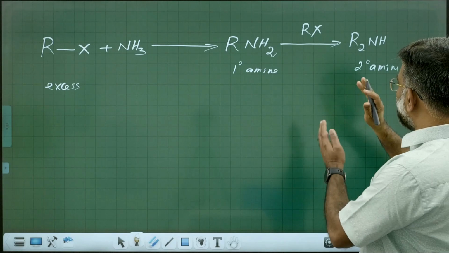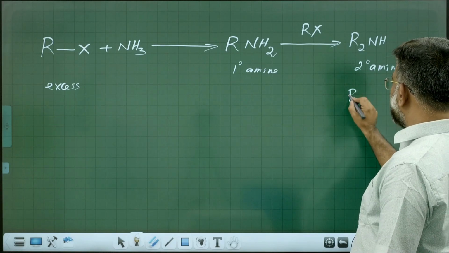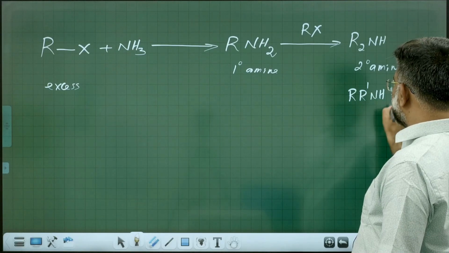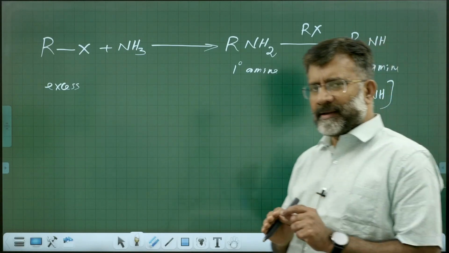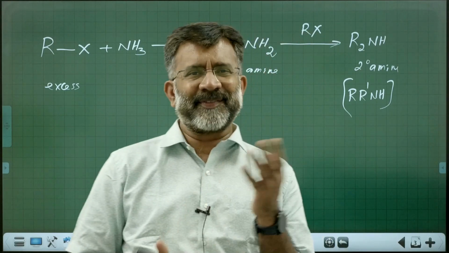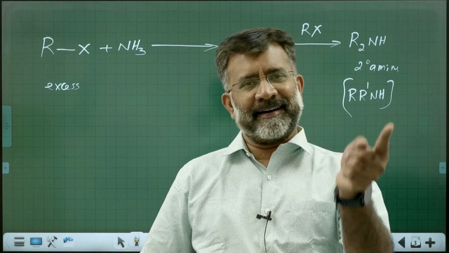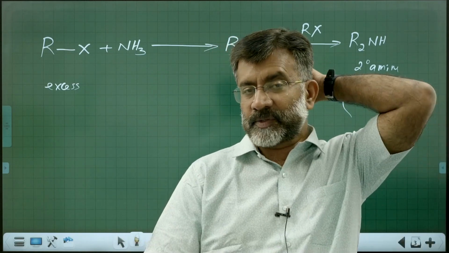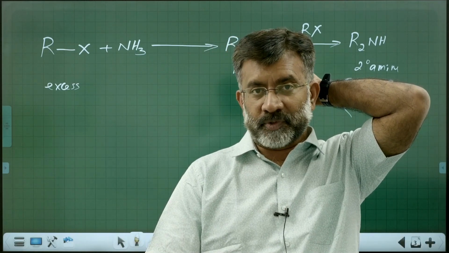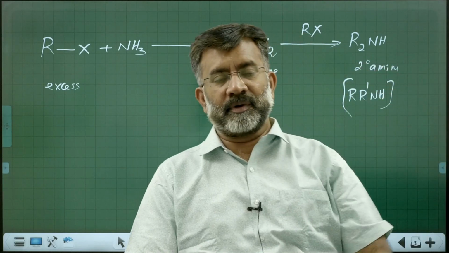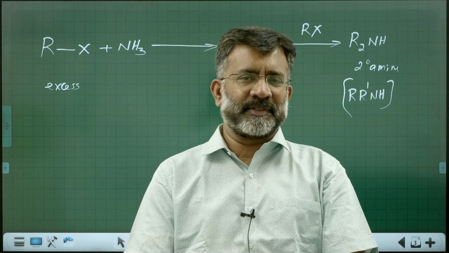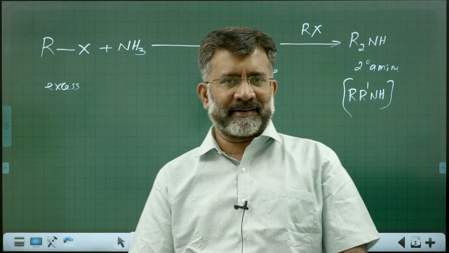Suppose it is different alkyl groups, it will be like what you see in the textbook, RR'NH. Same alkyl group means R2NH, different alkyl group will be RR'NH. This is exhaustive alkylation. Exhaustive alkylation may proceed, that is Hofmann's ammonolysis reaction, a part and parcel of Hofmann's elimination reaction, which is very popular, right?